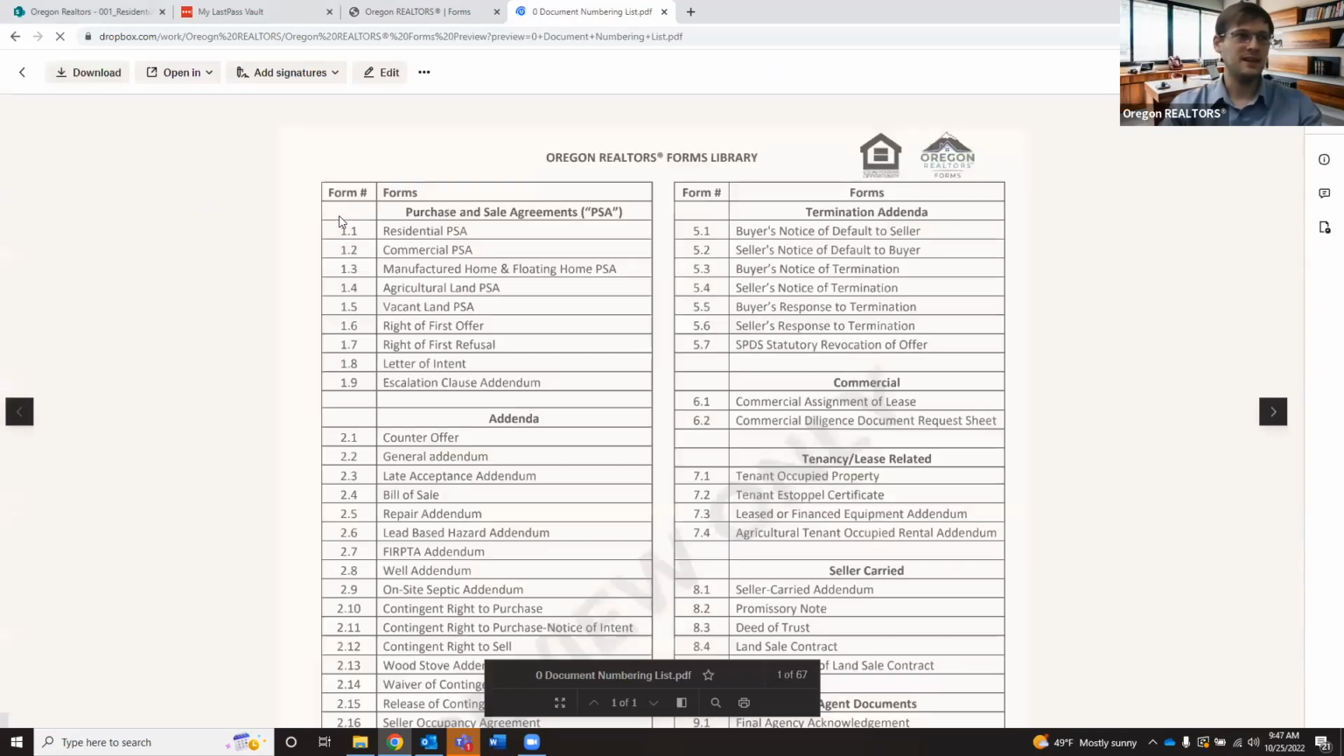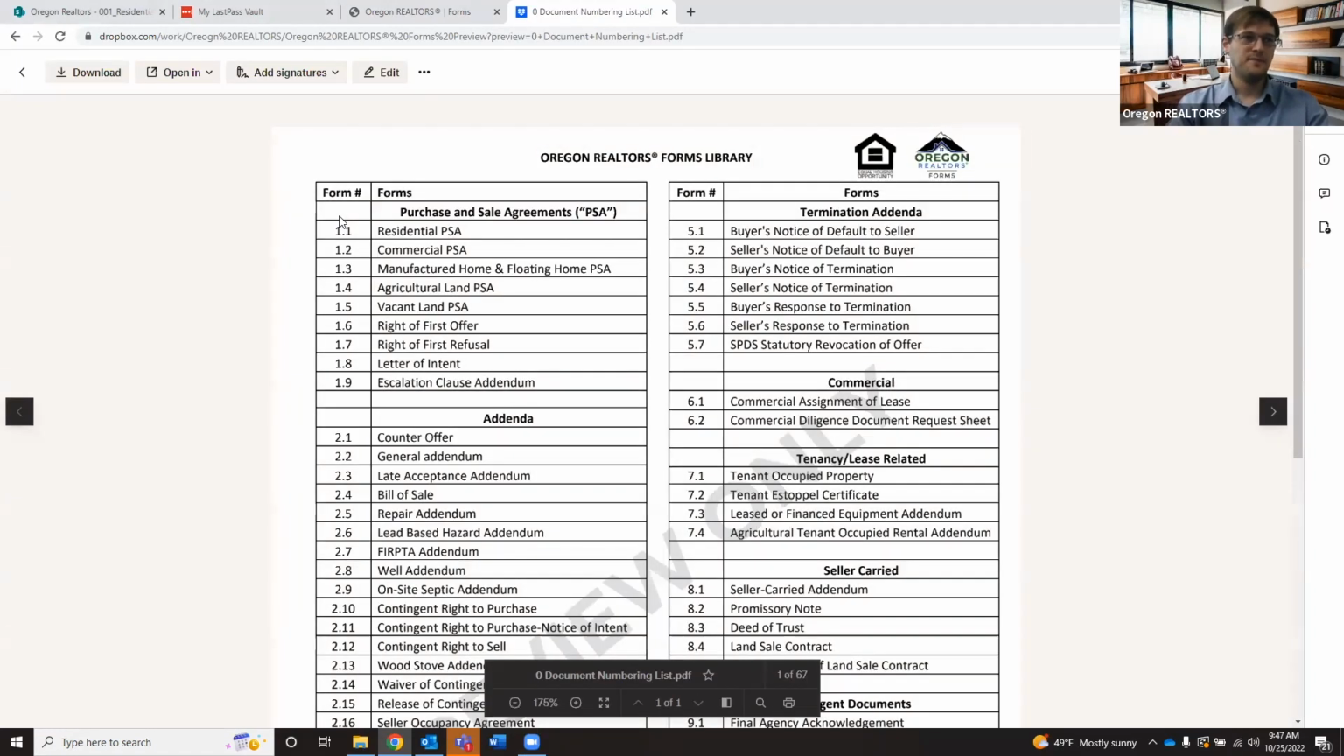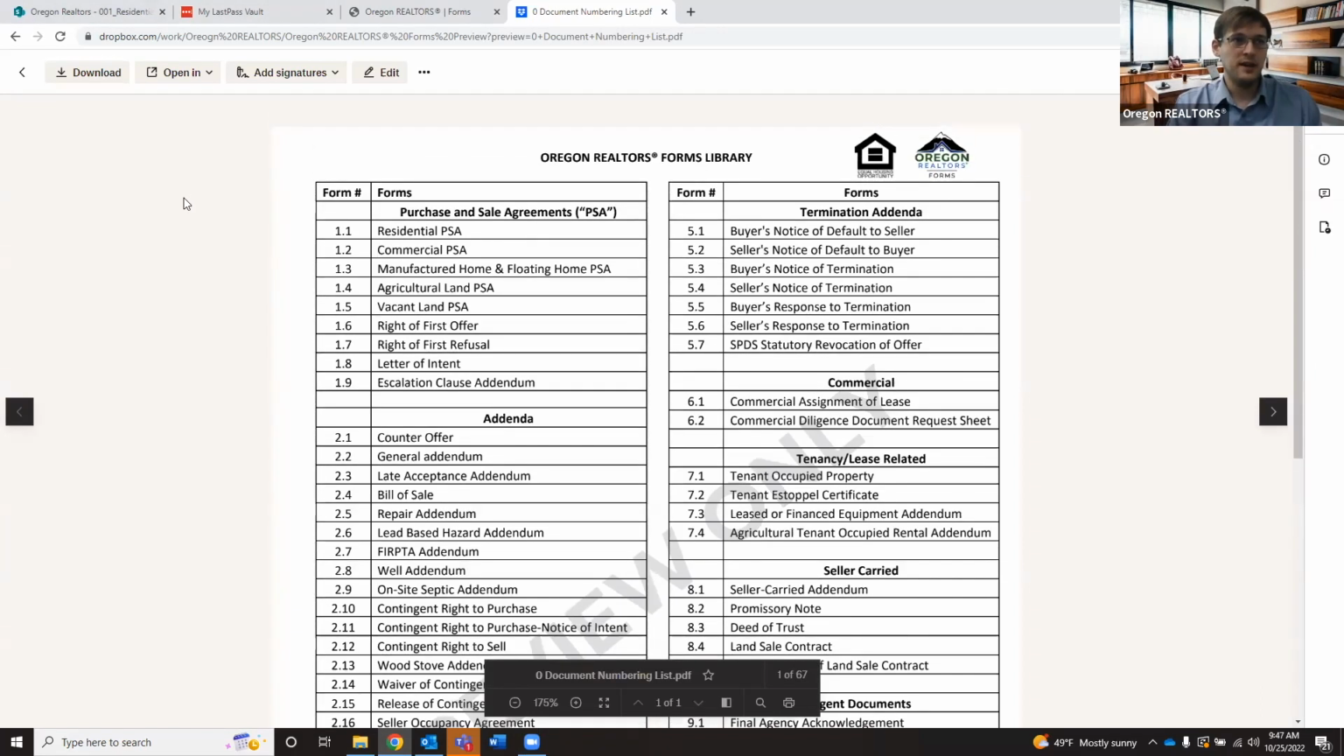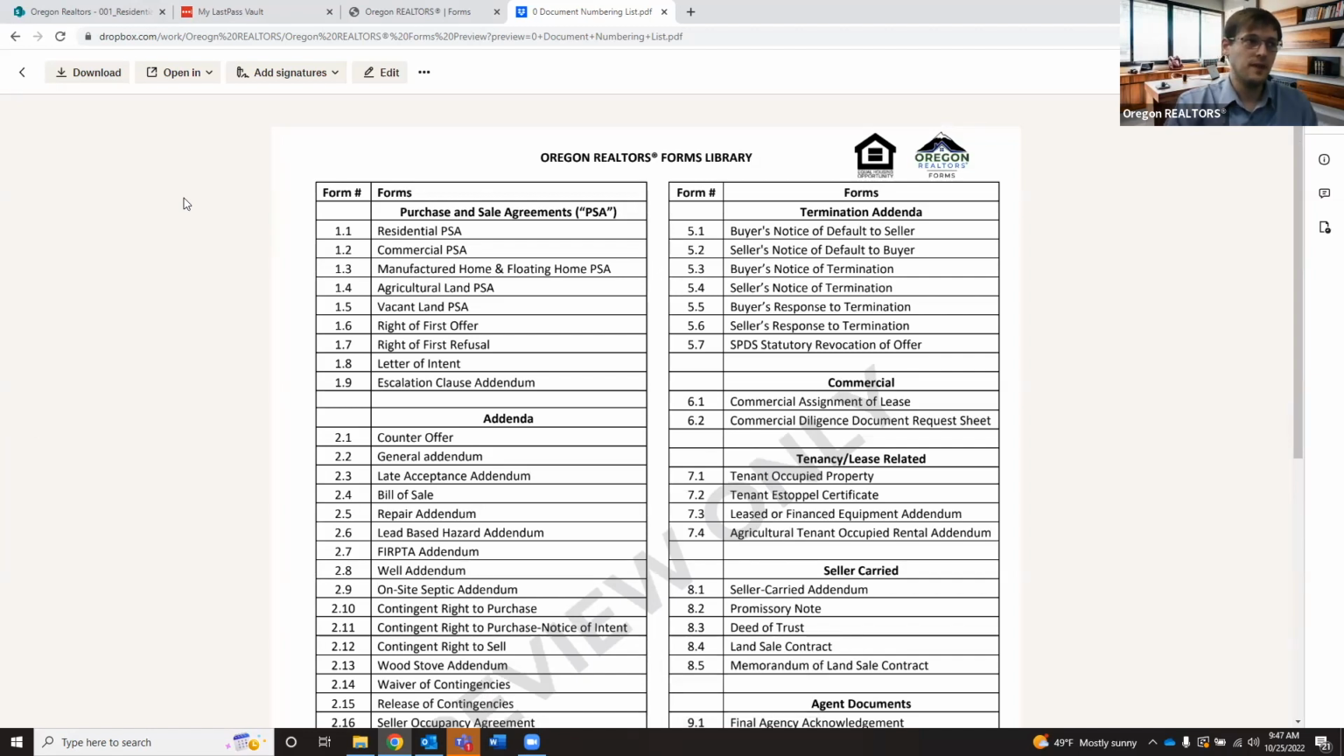Next up, we'll pull up the document numbering list. This is the broad explanation of our library as it stands. So when we created the forms library, we tried to break it down into somewhat thematic pieces. So the forms are a numerical period numerical process. The first numerical before the period, the major number, decides the type of form that we're dealing with. The secondary number is what it is in that major category.